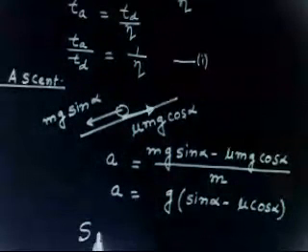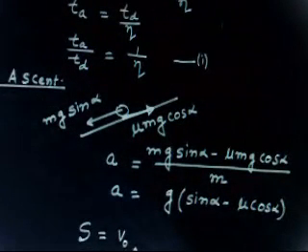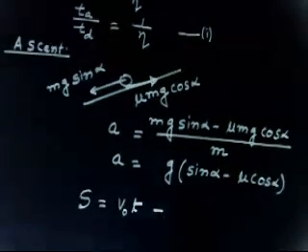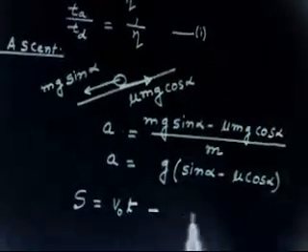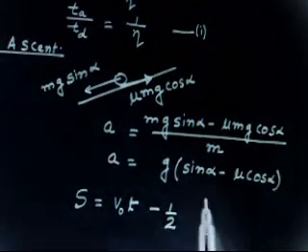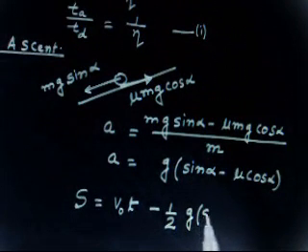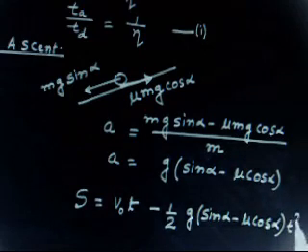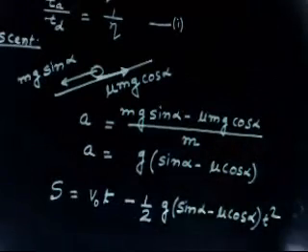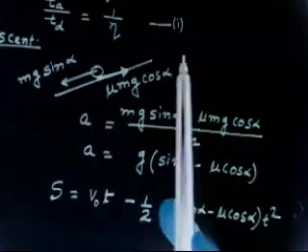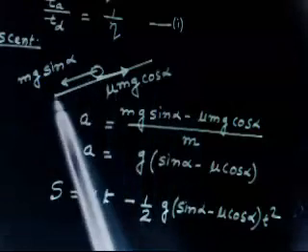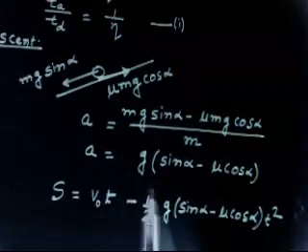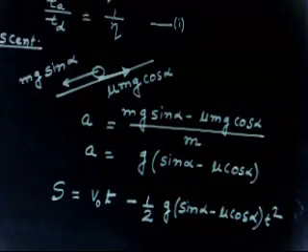So I can say s is equal to v0 into t minus half, g sin alpha minus mu cos alpha, t square. Why have we taken the minus sign? Because this is a deceleration. The object is going up. We have found the total acceleration in the downward direction. That is negative basically. So this is a deceleration, not acceleration, and that's why we have given a minus sign here.